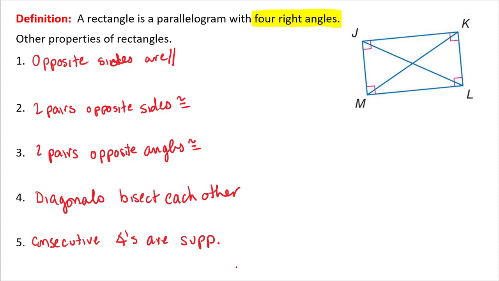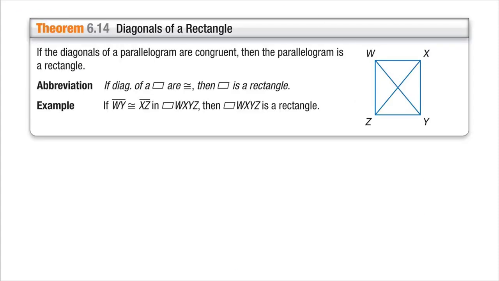There's one more property that a rectangle has that's specific to a rectangle. If the diagonals of a parallelogram are congruent, then the parallelogram is a rectangle. Okay, so if I already know it's a parallelogram and I know the diagonals are congruent, the parallelogram is a rectangle. And just in general, the rectangle's diagonals are congruent.